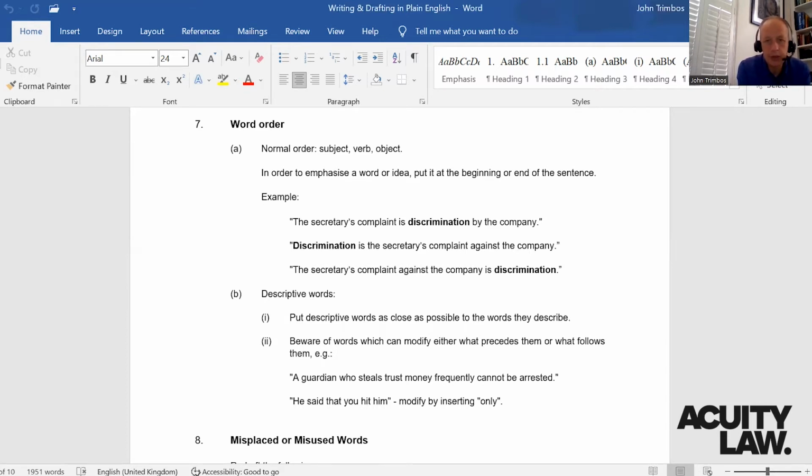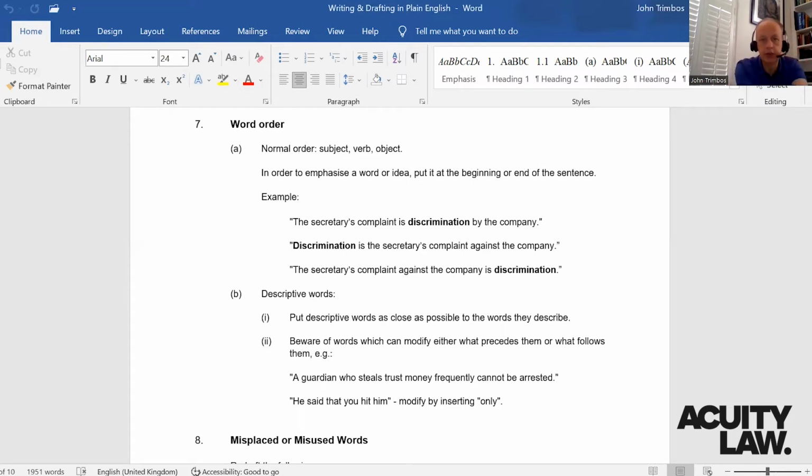So the good idea, the nice idea is in part A here, which is that you can move words around in a sentence to give them emphasis. So version 1, the secretary's complaint is or consists of discrimination by the company. So that's the nature of her complaint. And that is typically how we would write an active voice sentence. But professional writers would say that if you want to emphasize a word or an idea, you move it to one end of the sentence. So you can front load it and it jumps out at the reader.